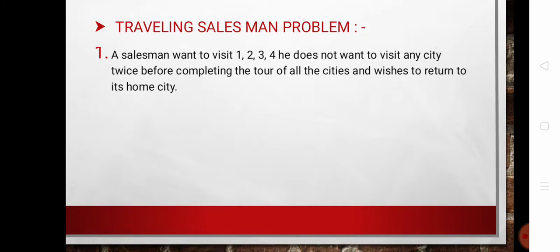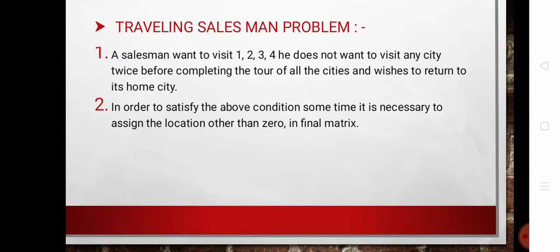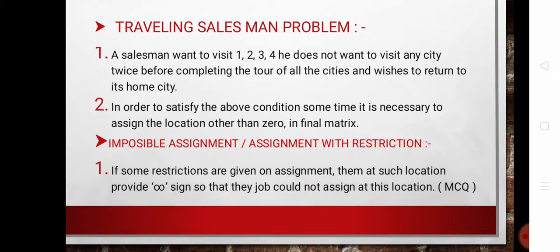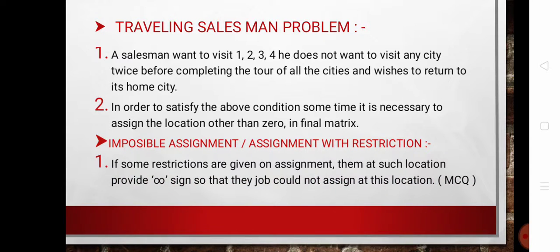Now, the method to solve the traveling salesman problem. A salesman wants to visit cities 1, 2, 3, 4. He does not want to visit any city twice before completing the tour of all the cities, and wishes to return to his home city. Second, in order to satisfy the above condition, sometimes it is necessary to assign a location other than 0 in the final matrix. Impossible assignment or assignment with restriction: if some restriction is given on assignment, then at such a location provide an infinity sign so that the job cannot be assigned at this location.